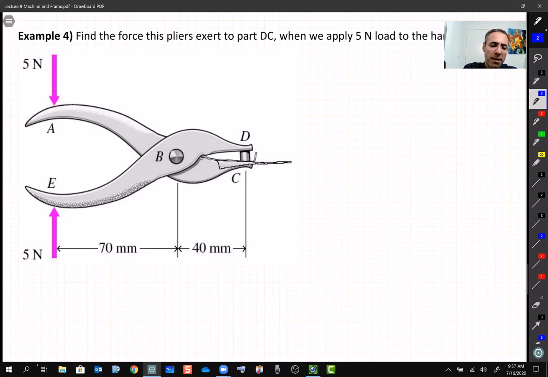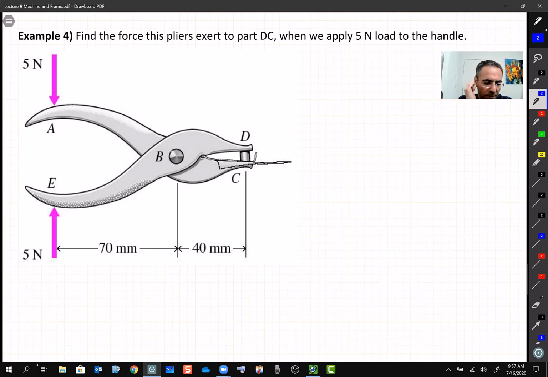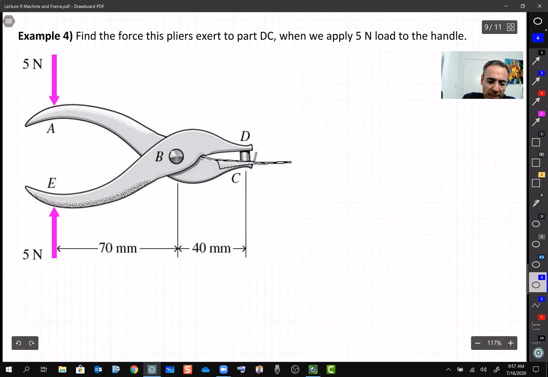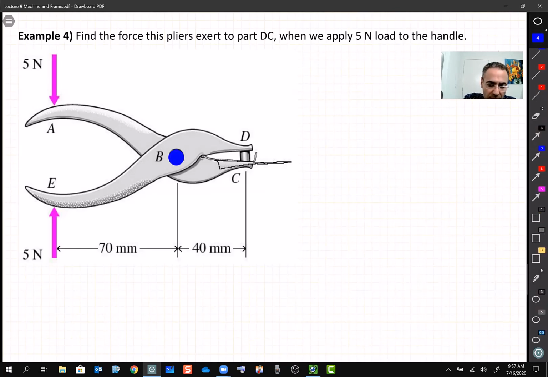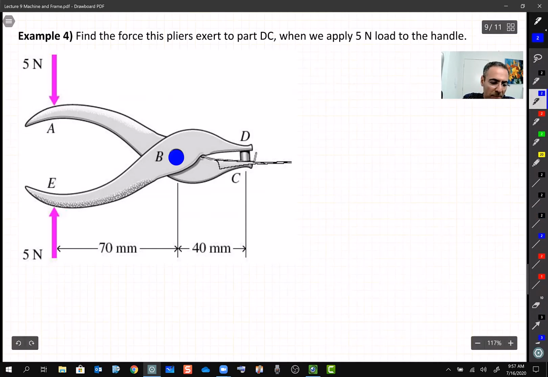Let's read it. We have a plier. Hopefully everybody has seen pliers. There is a big joint in the middle, in the center, like this B. Then you apply a load at the handle, and you compress something at DC. Here we want to know how much force we're producing at DC. Remember, here it's a pin or joint connection. We treat it like a pin or joint connection.